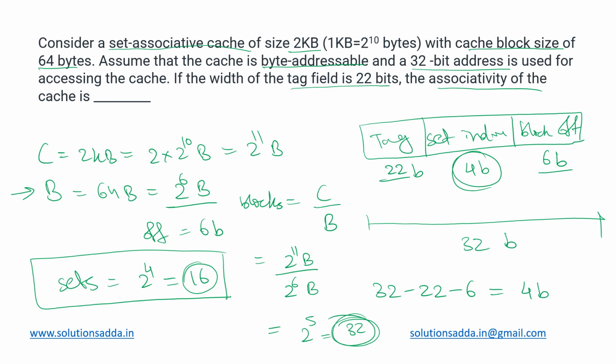And what does this imply? That every set will be having 2 blocks: 32 blocks and 16 sets, which means the associativity will be 32 by 16 equal to 2. And that implies that every set is having 2 cache blocks. So associativity for the given cache will be 2, and that is our answer.